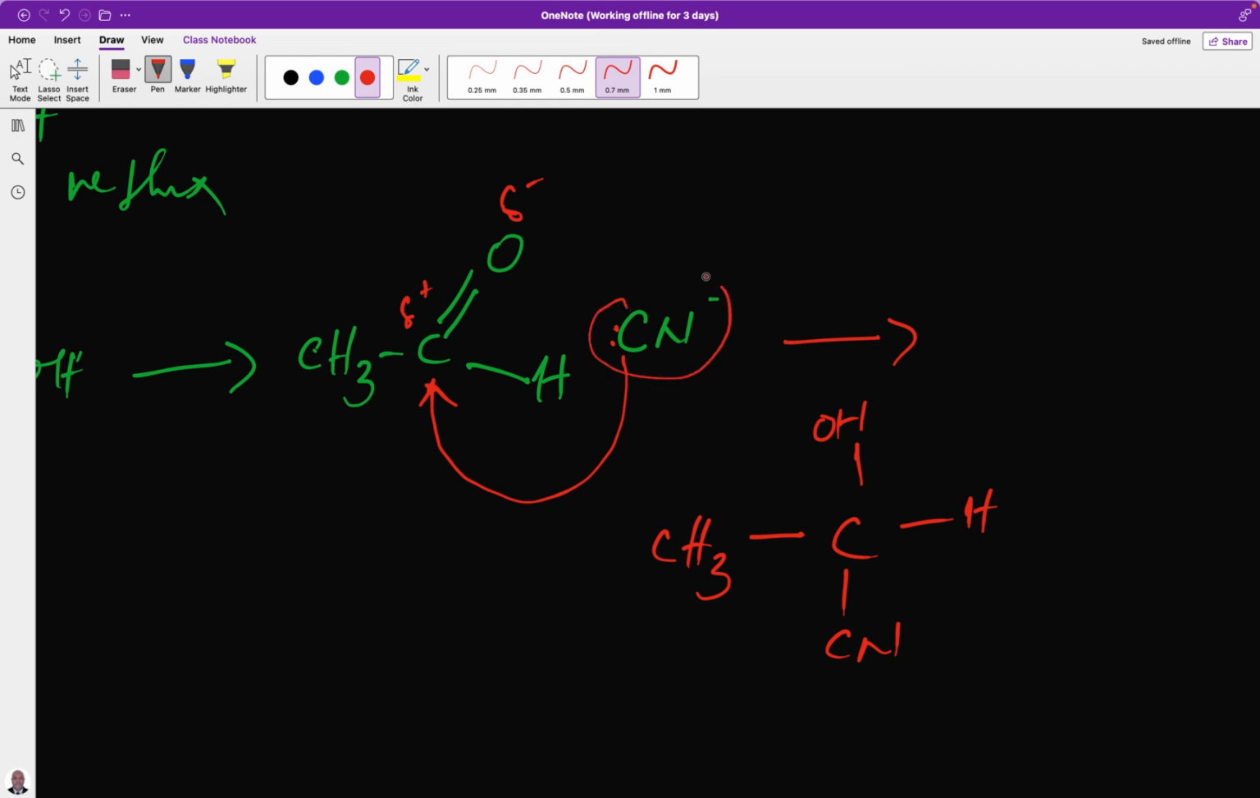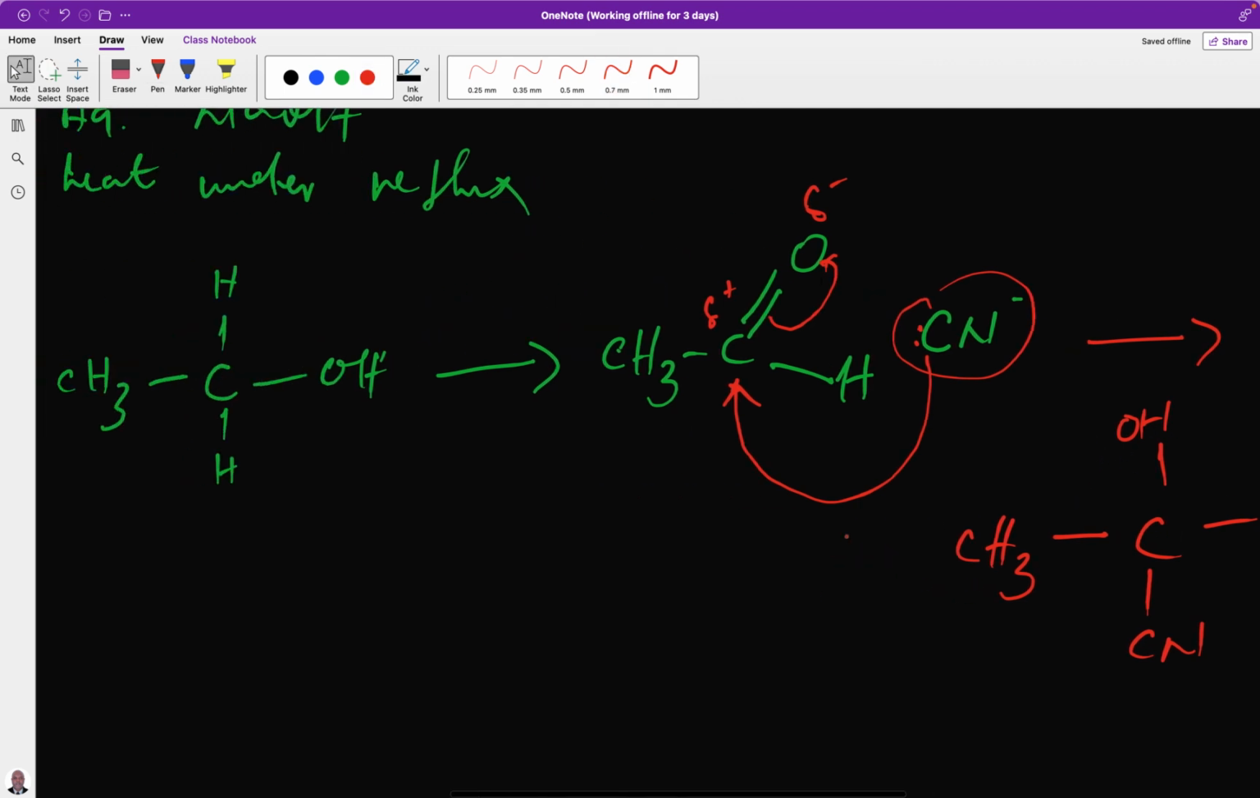This one is going to act as a nucleophile, an electron pair donor, to provide a lone pair to this carbon here. If it comes here, what happens? The lone pair of electrons goes here, and there will be a negative charge here. That will be a complex. So that would finally result in this one.